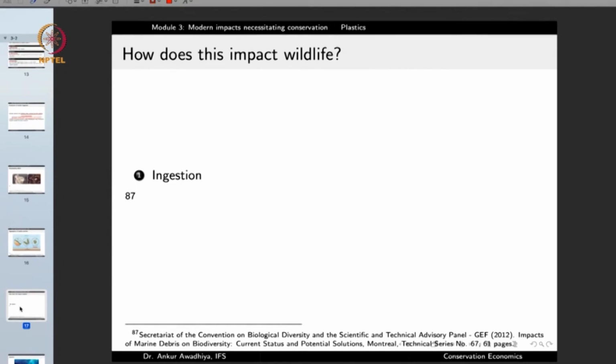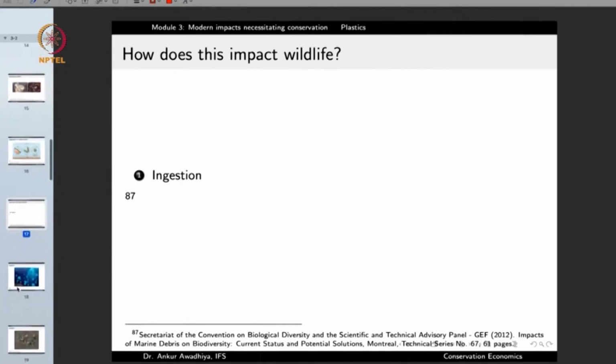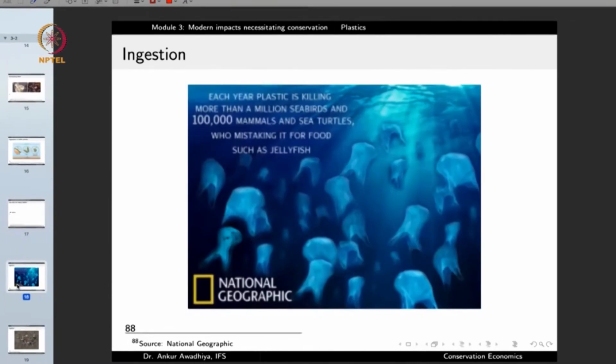So, the first thing that can occur with plastics is that it can be eaten. And in a number of cases, the plastic bags are confused by a number of organisms as food. Now, if you look at these plastic bags, they look very similar to jellyfishes. And if there is an animal that naturally feeds on a jellyfish, it may confuse these plastics as jellyfish, and it may eat these plastics.